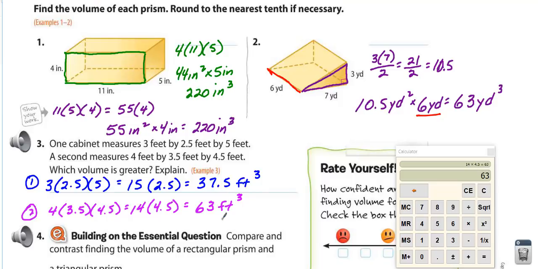And since 63 is greater than 37.5, I know that cabinet number 2, the second cabinet, would be the one that has the greater volume. All right, so there you go. Watch any part of this over again if you need to. You've got some homework problems to work on to help yourself practice this and make sure you understand it. Please do those problems, and then be sure you come back to class with any questions.